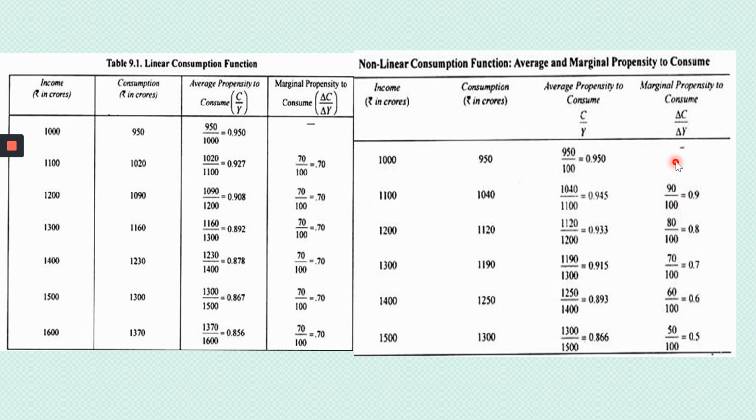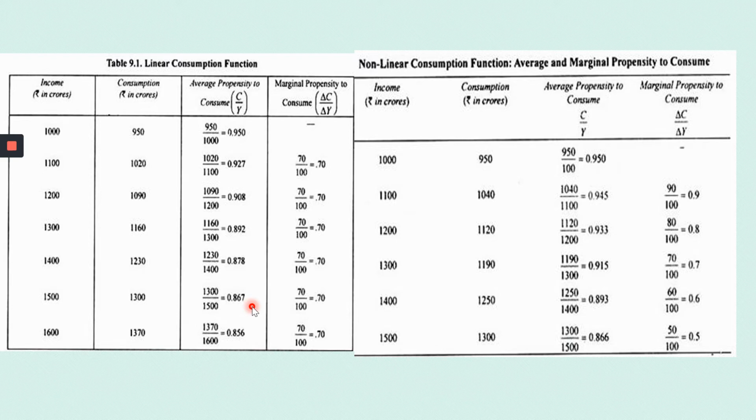So here, if you notice, the marginal propensity is not constant as in the earlier case. The marginal propensity to consume varies: 0.9, 0.8, 0.7, 0.6, 0.5. And as usual, average propensity also varies. So here the marginal propensity to consume varies and the average propensity to consume also varies. So this is called a non-linear consumption function. If it is linear, marginal propensity will be constant and the average propensity to consume will vary.